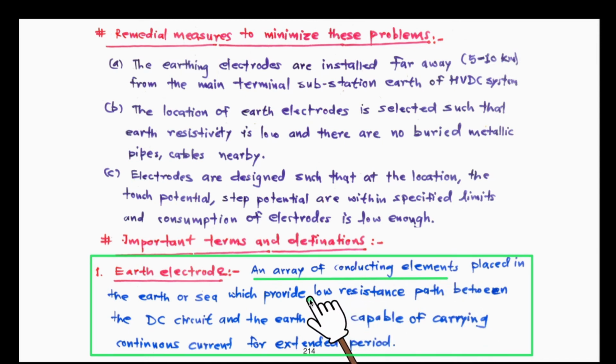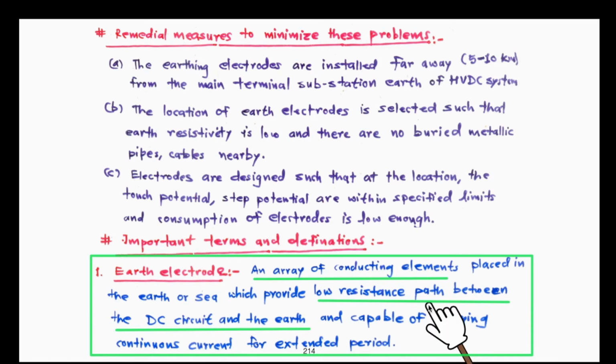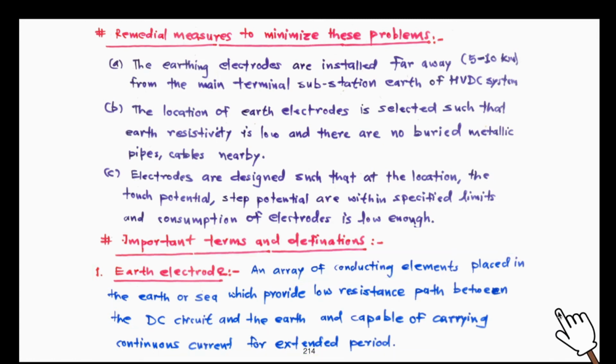which provides a low resistance path between which two elements? The DC circuit and the earth. Because current will be supplied by the rectifier to the earth, and from the earth it will go to the inverter. So low resistance between the DC circuit and the earth. So this electrode will connect the circuit with the earth, and it is in the form of an array of conducting elements. We are going to see the constructional details and other things in order to have clarity on what the earth electrode is, how it is constructed, and how it is used.